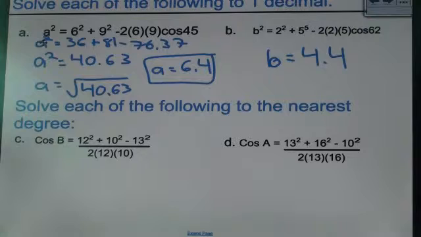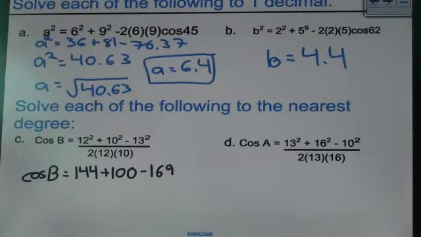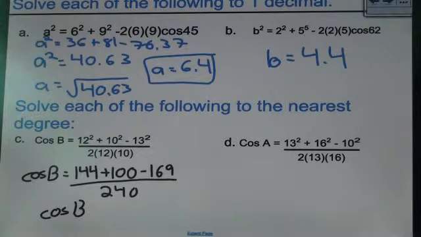Down below, we were solving for an angle. And here, I got 144 plus 100 minus 169 all over 240, which gave me cosine b equal to 0.3125.